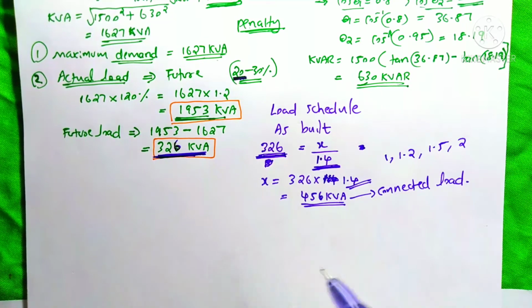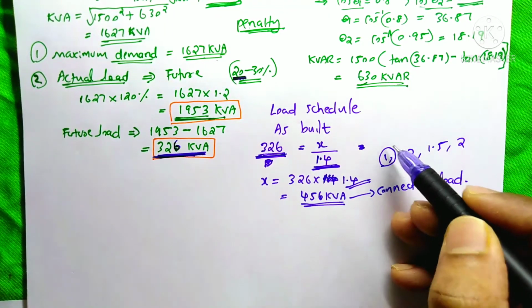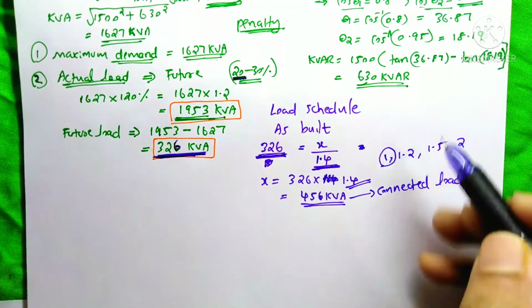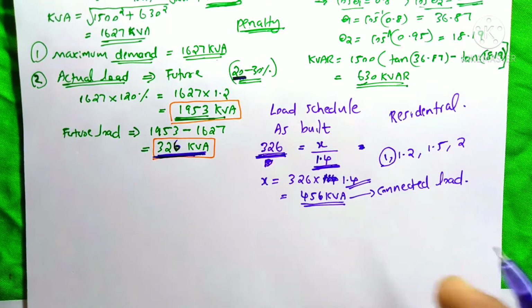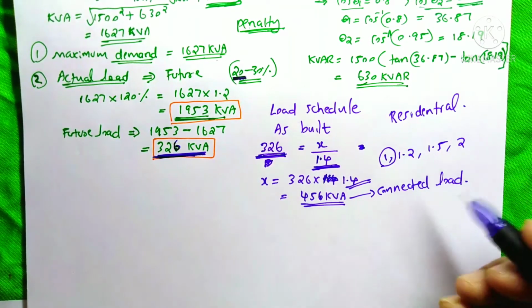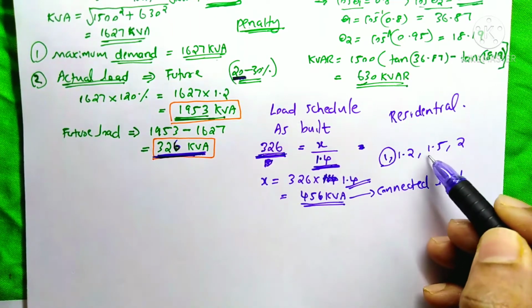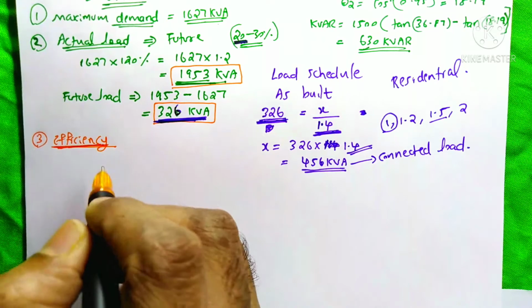In the case of industries, it may be around 1, because all the loads will be connected at the same time. But in the case of residential buildings, maybe 70% or 60% of the load is going to be connected at the same time. So the diversity factor will become around 1.5 or 1.6, like that. The next step is to apply the efficiency.